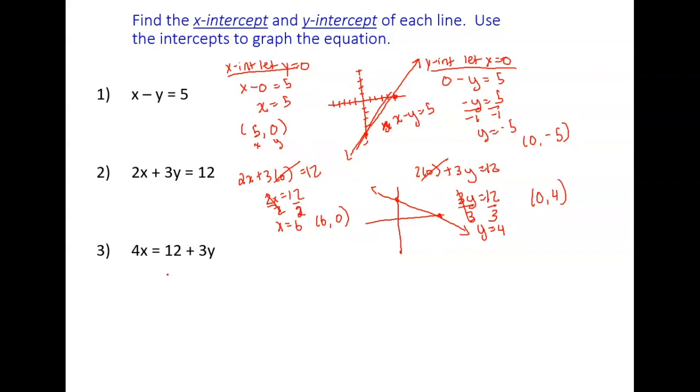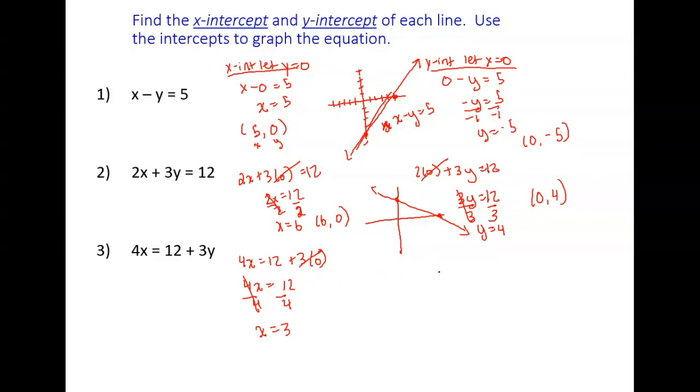And let's do this one as well here. So we have something a little different, but that's okay. So the first one, we're letting y equal 0. So we have 4x equals 12 plus 3 times 0. That goes away. So we get 4x equals 12, divide by 4. Right, that goes away. X is equal to 3.